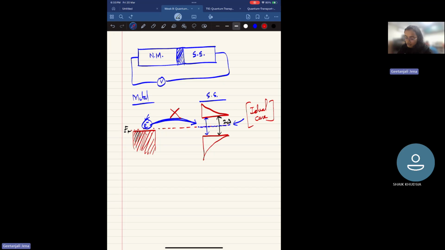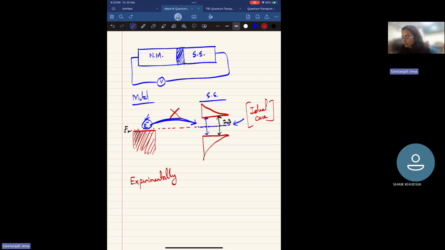But what happens experimentally is that, for this situation, even though we apply a low bias, there is a tunneling of electrons from the metal side to the superconducting side. This is what we see experimentally.